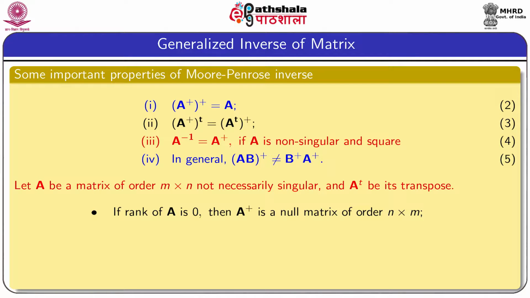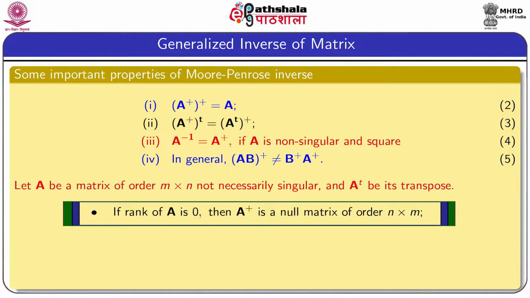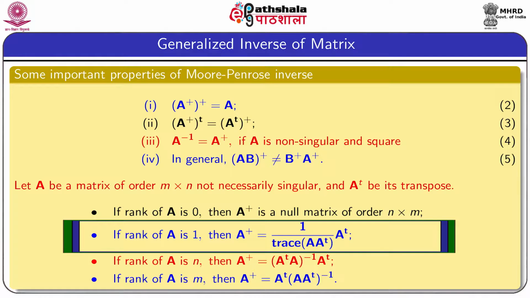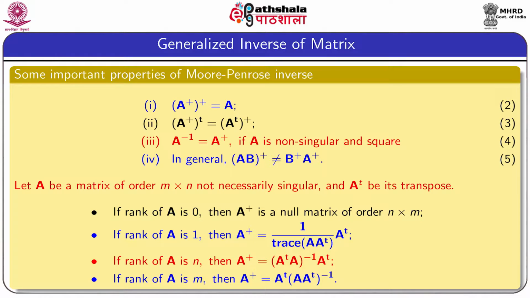Let A be a matrix of order m by n, not necessarily non-singular, and A T represents the transpose. Then if the rank of the matrix A is 0, then the Moore Penrose inverse of A is a null matrix of order n by m. If the rank of the matrix A is 1, then the Moore Penrose inverse of the matrix A is given by this formula, that means 1 by trace of (A transpose A) times A transpose, where trace represents the sum of the diagonal elements.